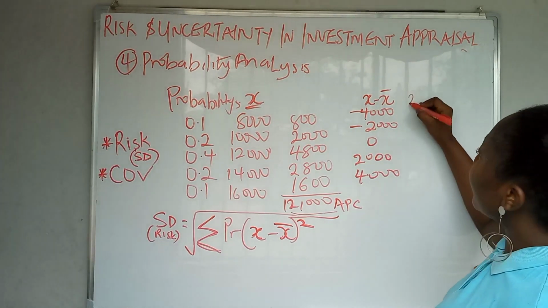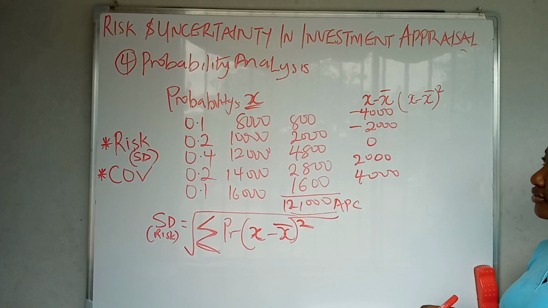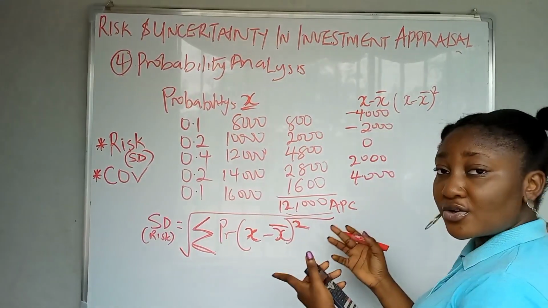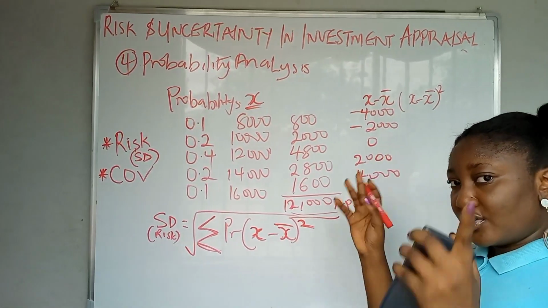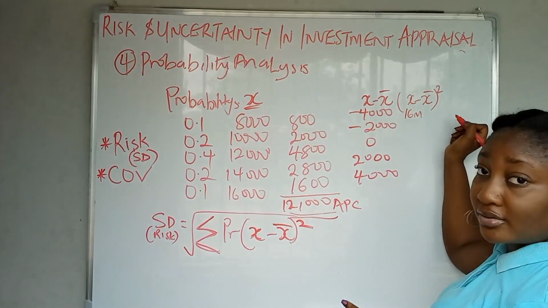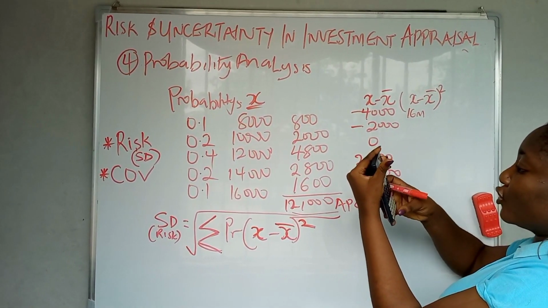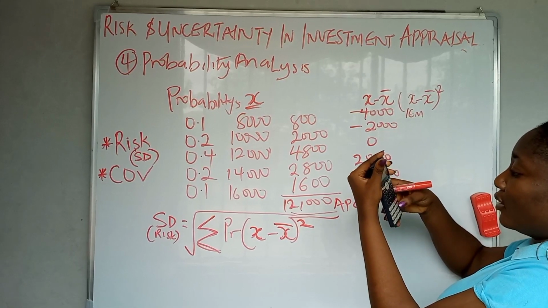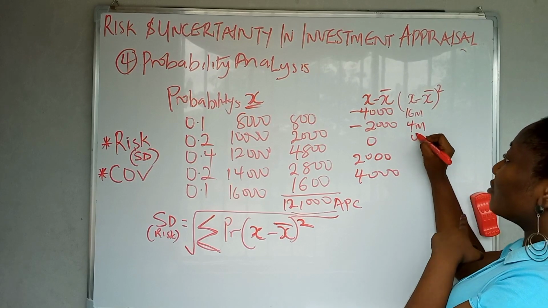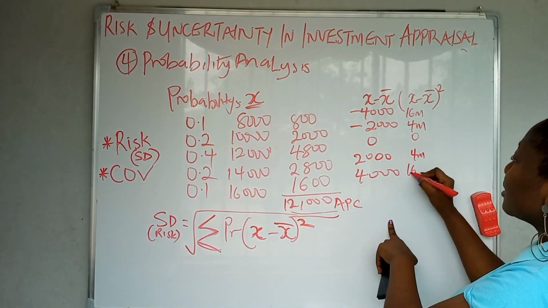Then you get your what? X minus x bar squared. Does it make sense? So if you square this, minus 4,000 times minus 4,000, do you understand? That will give you plus 16 million. So you have your 16 million. This one, minus 2,000 squared, that will give you 4 million. 0 squared will remain as 0. This one will be 4 million. This one will be 16 million.